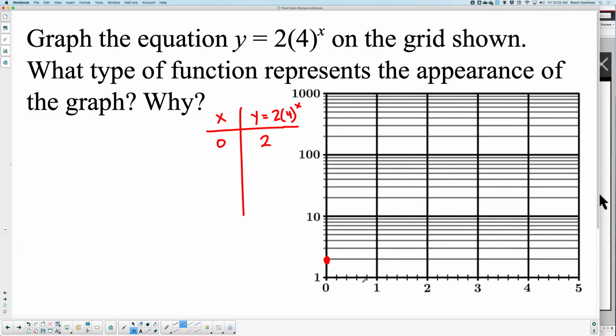Now we're going to plot a point when x is 1. Okay, so these are my x values. These are my y values over here. Let's plot an x value of 1. When x is 1, what's 4 to the first?